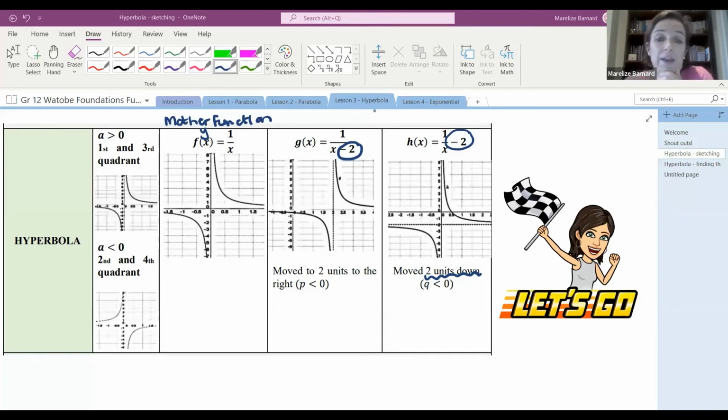So the exponential graph, that's next on our list. Okay, we're doing parabola. We've done parabola and straight line. Today we're going to do hyperbola, and in our next lesson we're going to cover the exponential one.